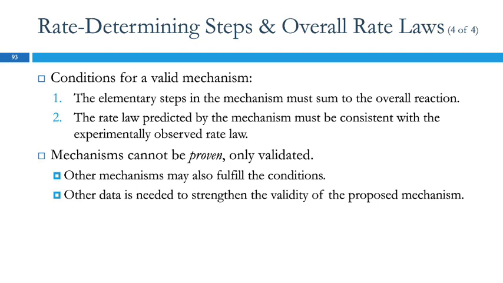We look at the elementary steps, and we know that the slow step is the one that has to limit the rate of the reaction. And so we can calculate the rate law based on that slow step. And that rate law has to agree with what's experimentally determined. And then we say, this appears to be a valid mechanism. It doesn't prove anything, but it's consistent with observation. Any other questions? Because this is kind of a hard thing to get your mind around.